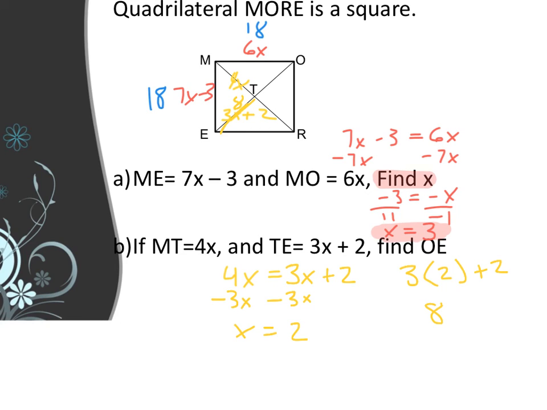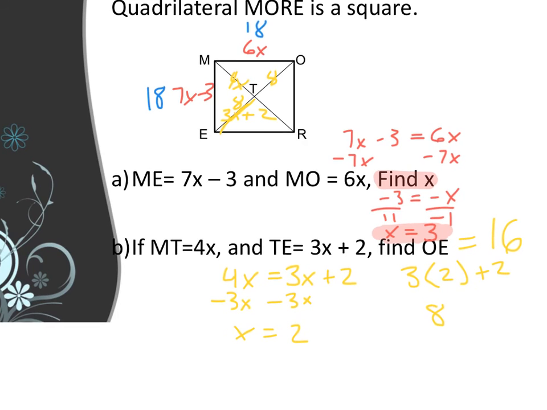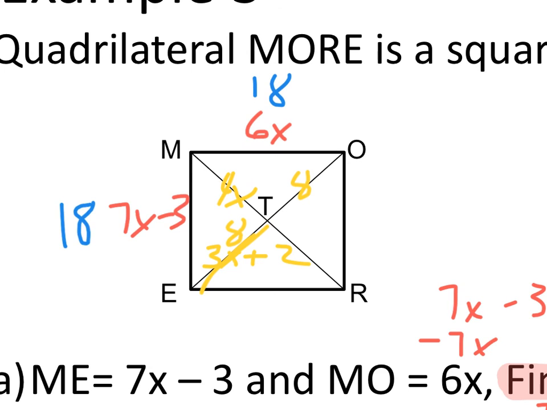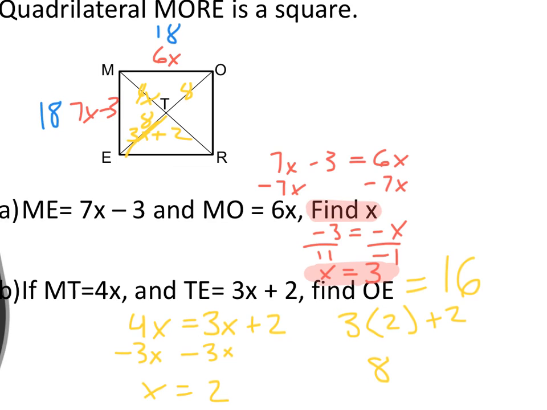So how do we find OE? We're not done. Add 8 plus 8, and we get 16. Because we found what TE is, which is just this part of the diagonal, and that other part of the diagonal is going to be the same. So we just do 8 plus 8. So OE is 16. We are done.